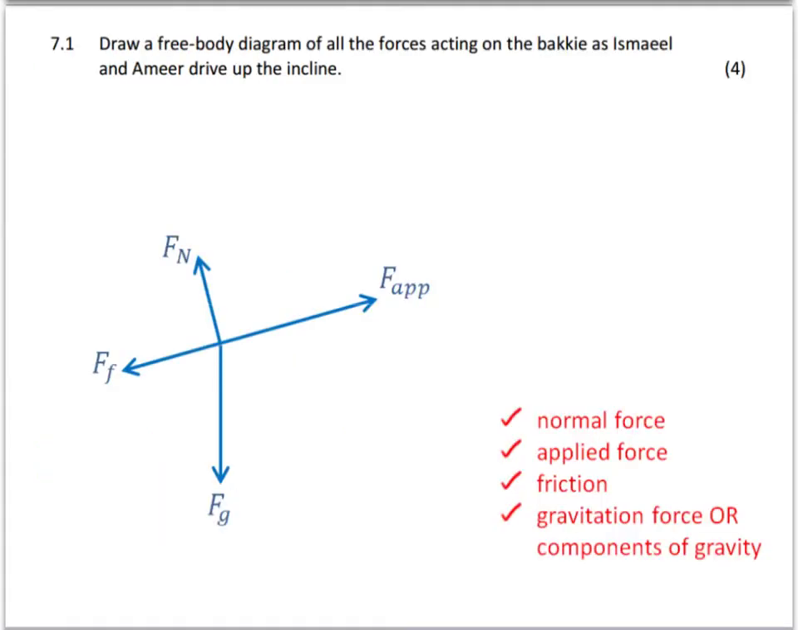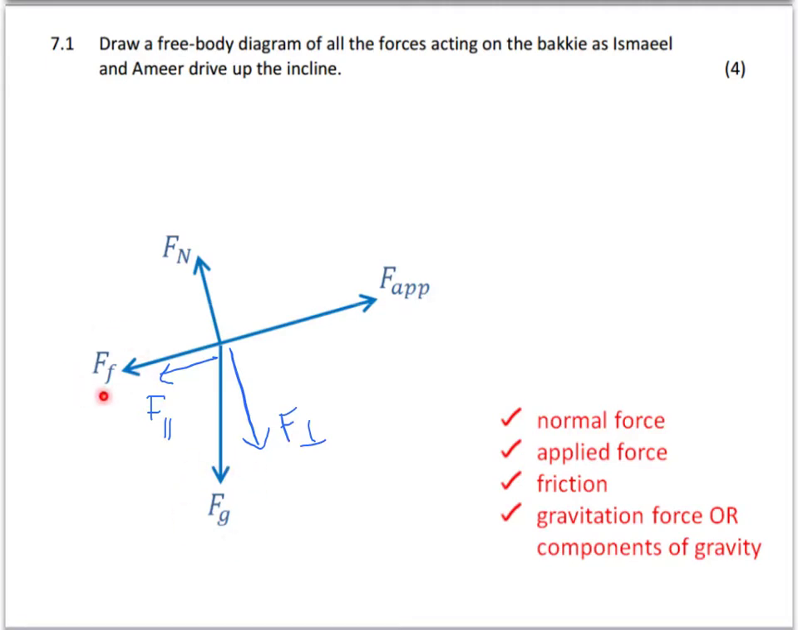In question 7.1, we're asked to draw a free body diagram of all forces acting on the bucky. Let's look at them one by one. Firstly, you have the gravitational force acting down. It is possible to split this gravitational force into two components. It's best to either just give the gravitational force acting straight down or to give the two components, but not both. You could have split it into a parallel component, a force parallel to the slope, as well as a force that is perpendicular to the slope. You could have done that instead of giving Fg acting downwards.